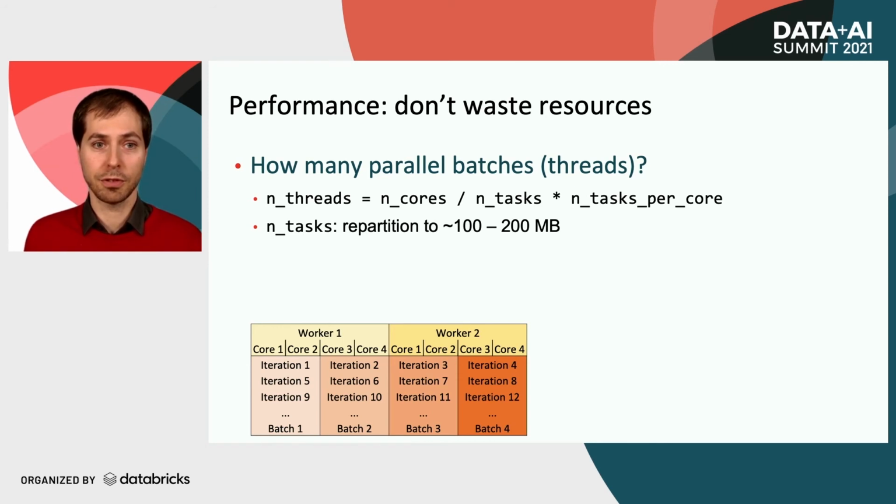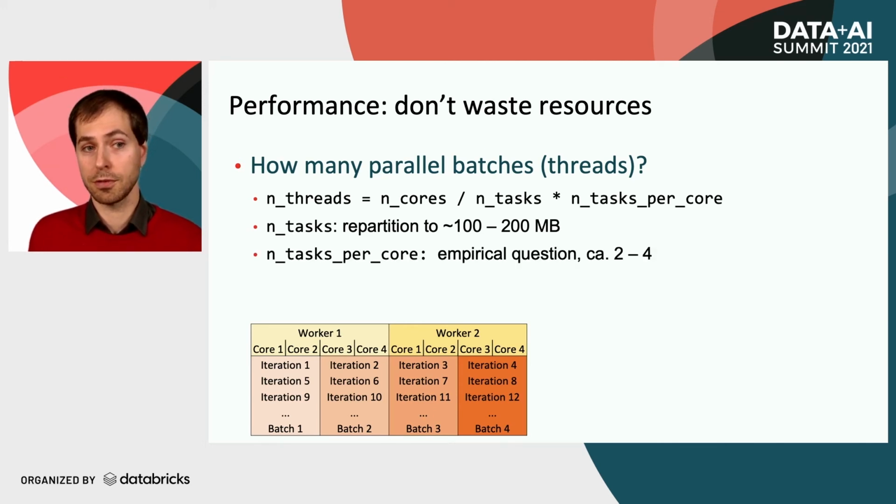And the number of tasks depends on the sizes of the tasks. So you want to repartition the data so that one task has something around 100 to 200 megabytes, not kilobytes, not gigabytes. And the number of tasks per core, that's an empirical question, what is best, but in our experience, 2 to 4 works best. So you don't just push one task per core, you want to have a bit more of such tasks in the queue so that they are not slacking off the cores.